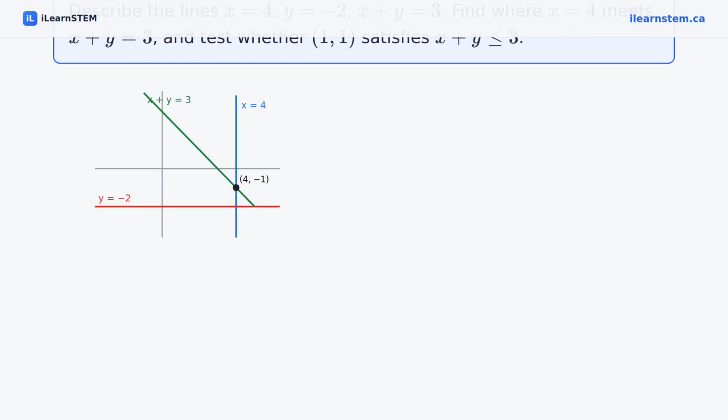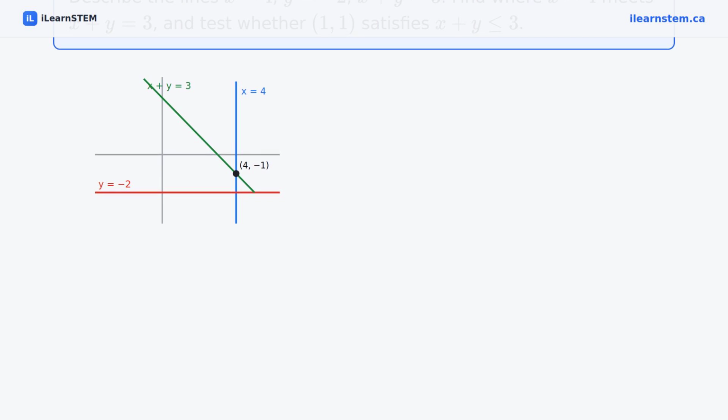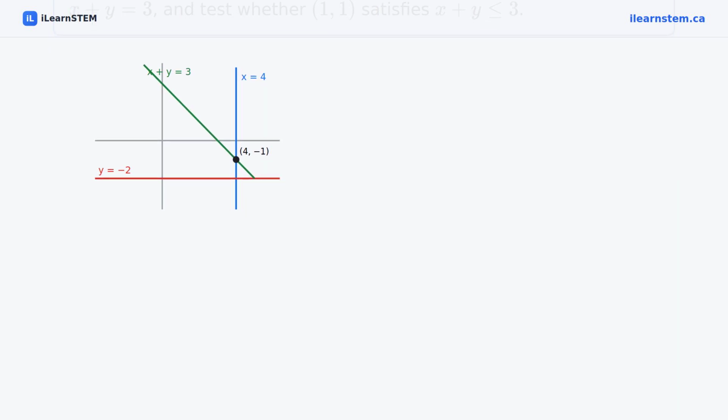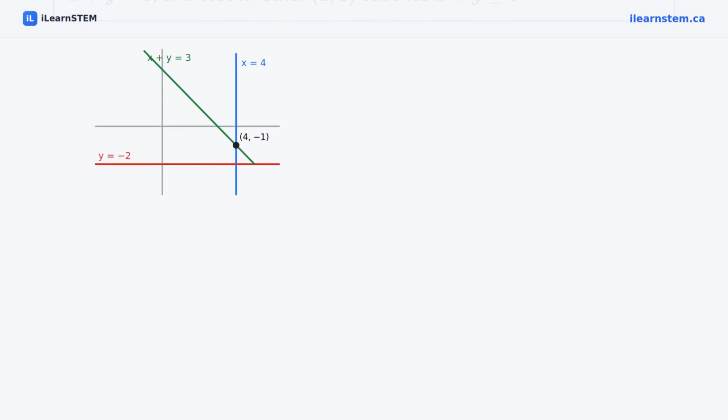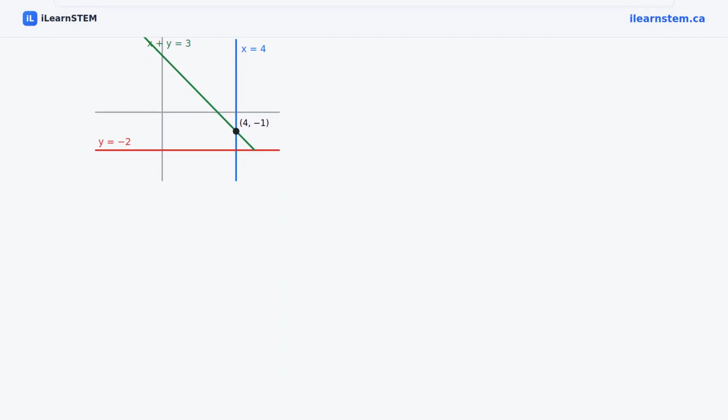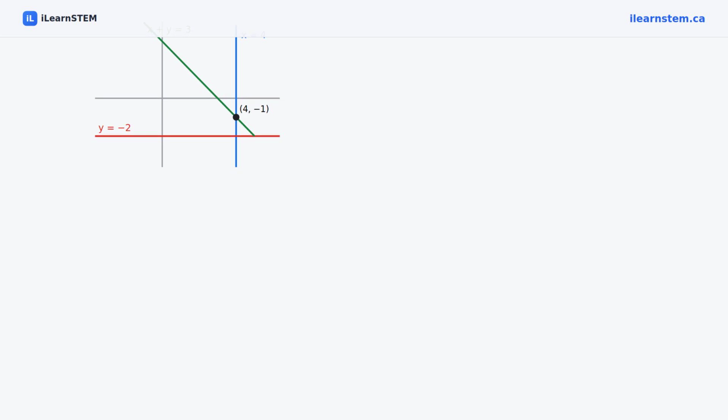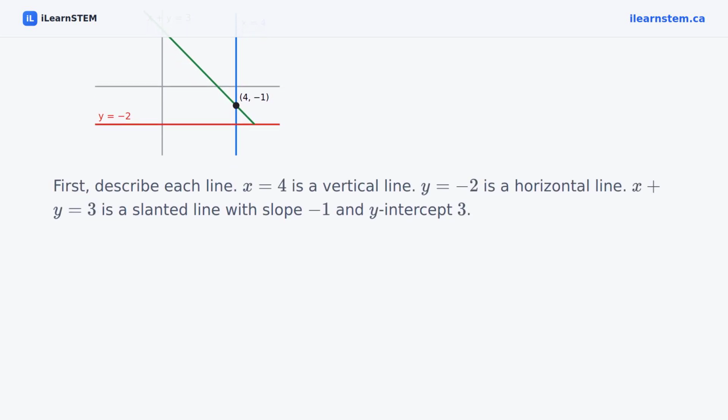Here is a graph showing the three lines. The vertical blue line is x equals 4, the horizontal red line is y equals -2, and the slanted green line is x plus y equals 3. Their intersection is marked. First, let's describe each line.